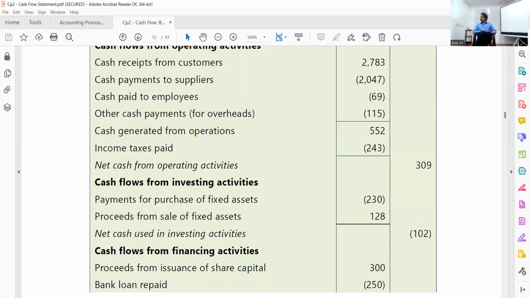Okay, negative 230. And proceeds from sale of fixed assets. Proceeds, 128, from sale. You can write sale also, no problem. Okay, what is the amount, sir? 128. So net amount, how much? 102 in negative. Therefore, net cash used in investing activity, 102 negative.